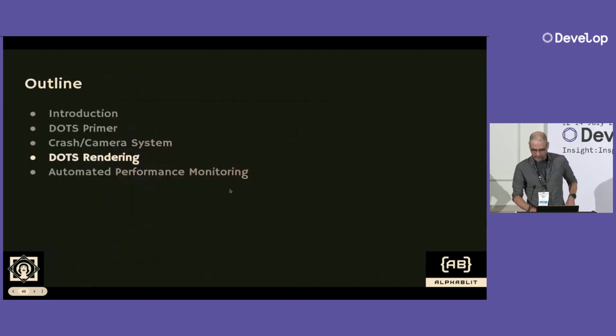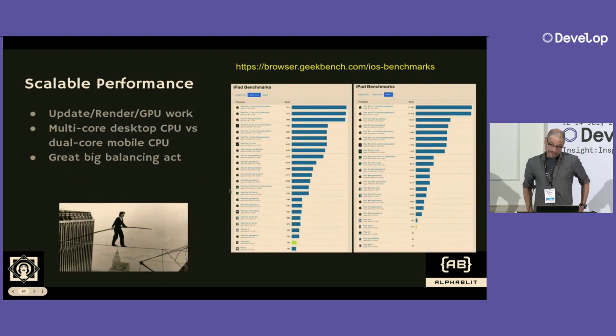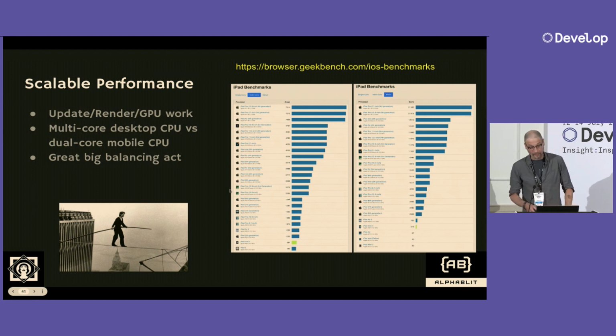So just wanted to give you a taste of some of the gameplay aspects that we implemented, but I'm going to go a bit more into the performance aspects of how we approached our authoring of our levels. So DOTS gives you a lot of scalable performance. We got a lot of work to do for update and rendering, as well as actual GPU work to push the verts and shade the pixels through the transformation lighting pipeline. So there's quite a wide range of performance capabilities between multi-core desktop CPUs on the high end, as well as smaller dual-core mobile CPUs.